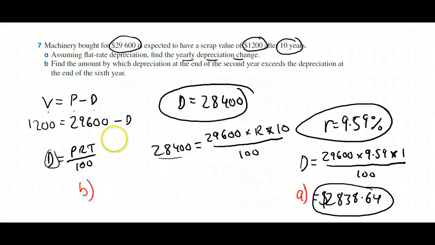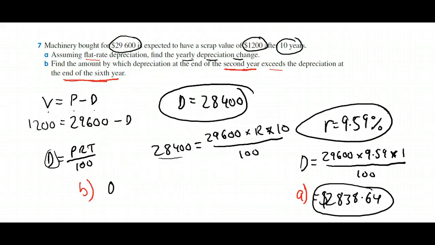In part B, we had to find the amount by which depreciation at the end of the second year exceeds the depreciation at the end of the sixth year. Okay, now this is a funny question. I guess it's a trick question, because the depreciation, when it's depreciating by a flat rate, is the same every year. So the depreciation in the second year will be exactly the same as the depreciation in the sixth year. So to ask how much bigger will the depreciation in the second year be, how much does it exceed it by, it won't exceed it at all. The answer is 0.